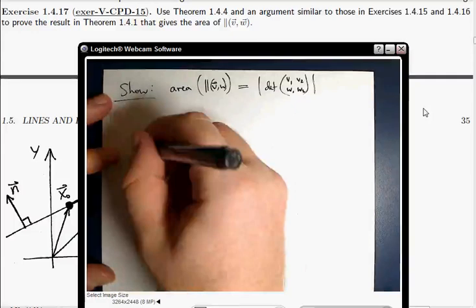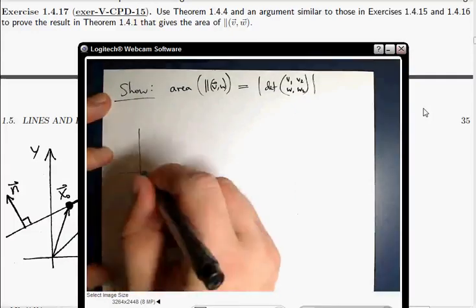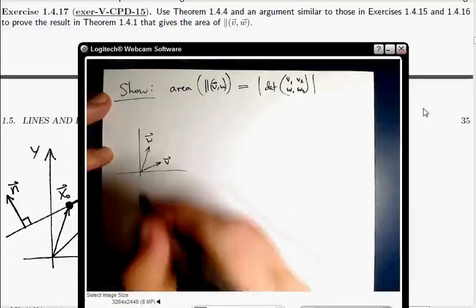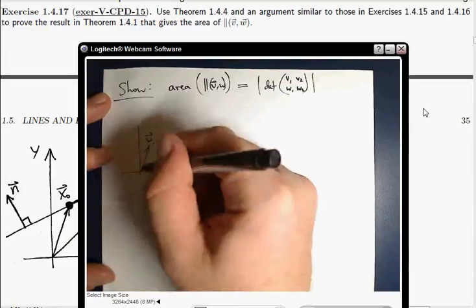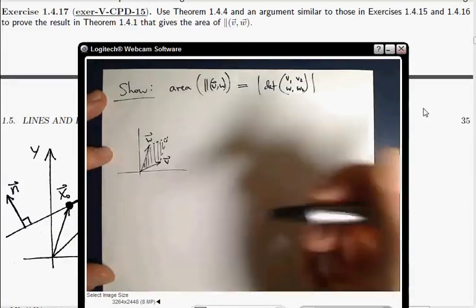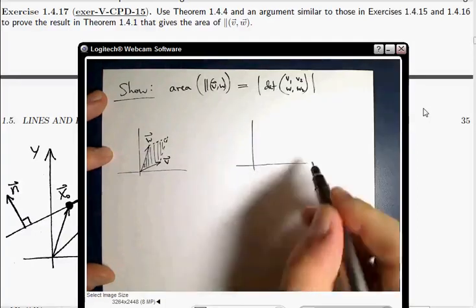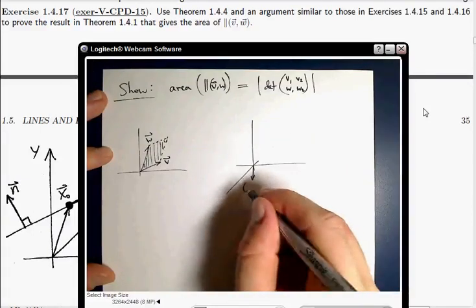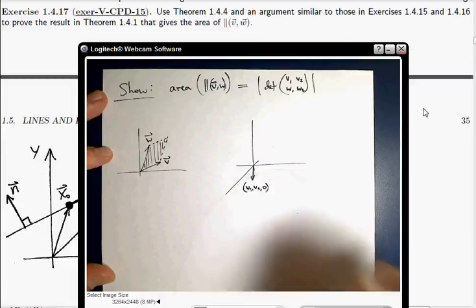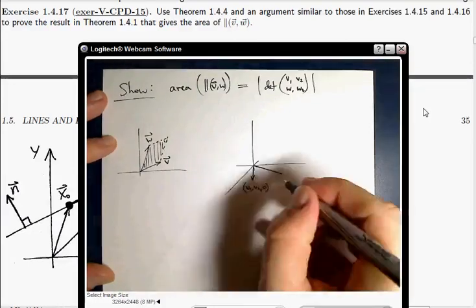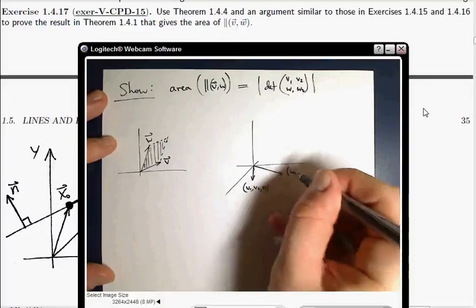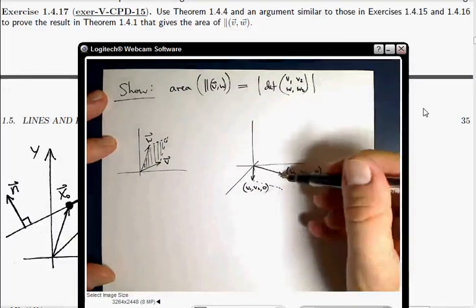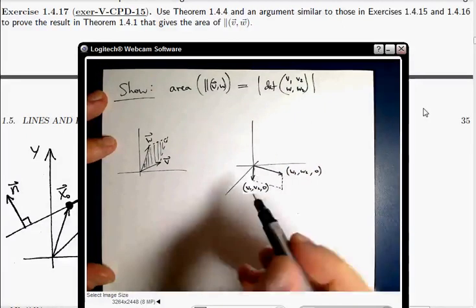First step is to observe that if you have these two vectors in R2, V and W, the area of that parallelogram is the same as the area of a corresponding parallelogram in R3. Namely, I could look at this vector here, which is V1, V2, 0, and this vector here, which is W1, W2, 0, and I can form that very similar little parallelogram.